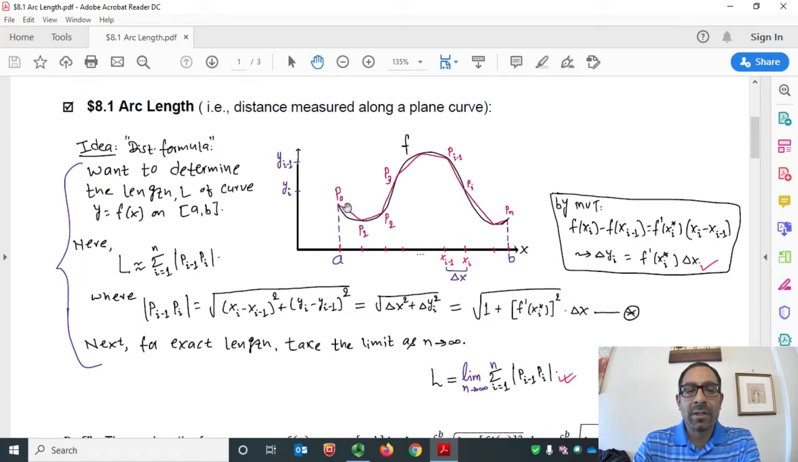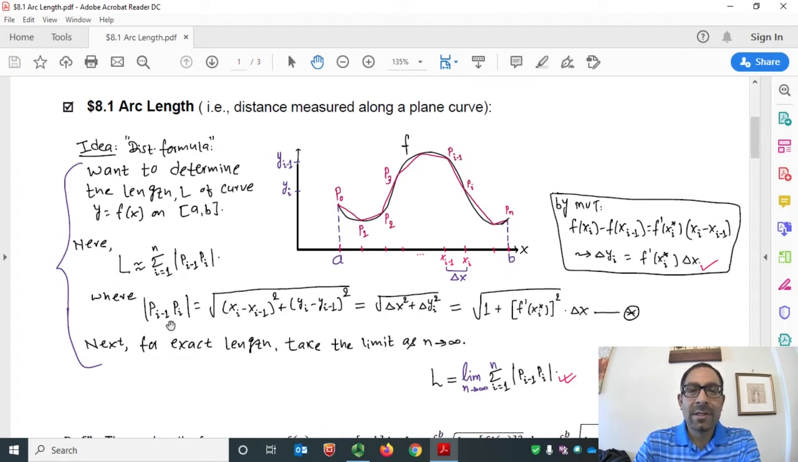That means we have points on the curve, which are P0, P1, P2, dot dot dot, Pi, dot dot dot, Pn. Then we join those points, and we have a polygon. The length of the curve is approximated by the length of the polygon. To find the length of the polygon, first let's find the distance of any arbitrary piece, P(i minus 1) to Pi.